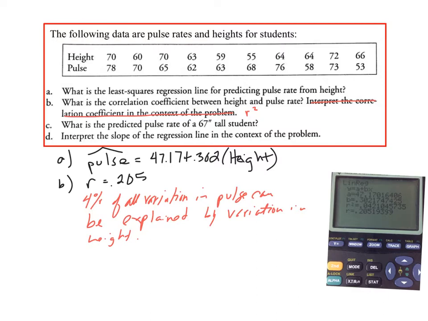Predicted pulse rate of a 67-inch tall student. So now we would simply plug 67 into our equation like that, and we get 67.4. Okay, and finally interpreting the slope.